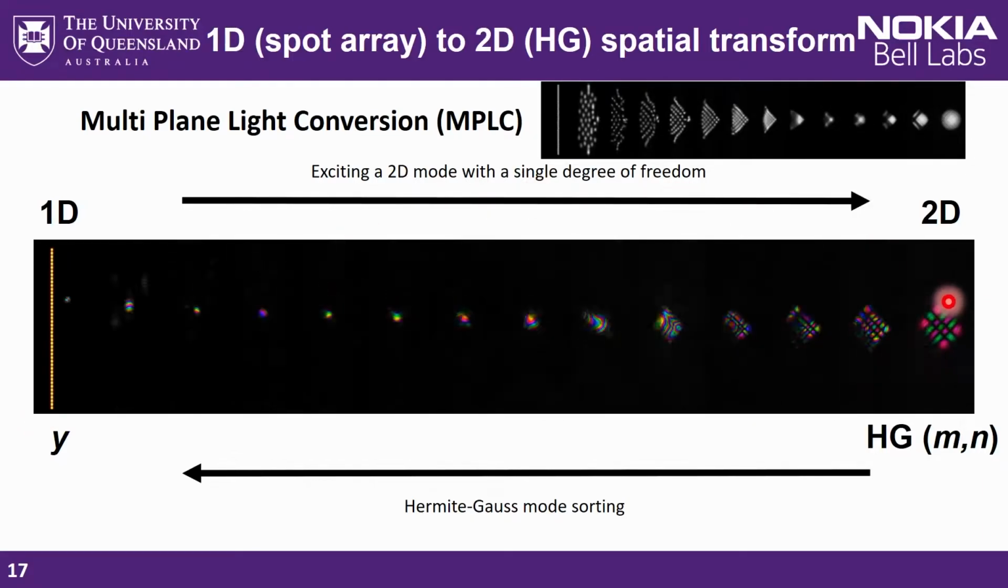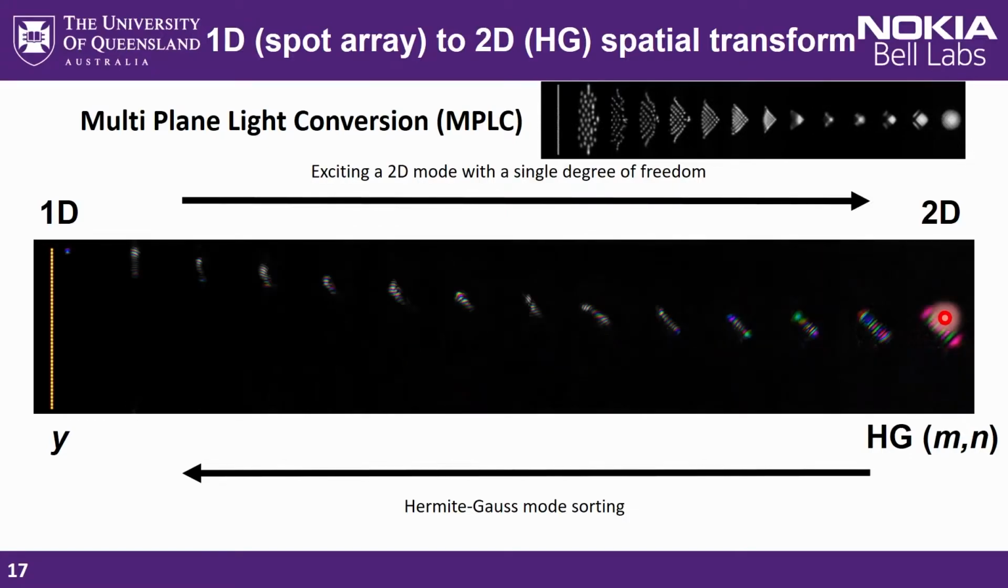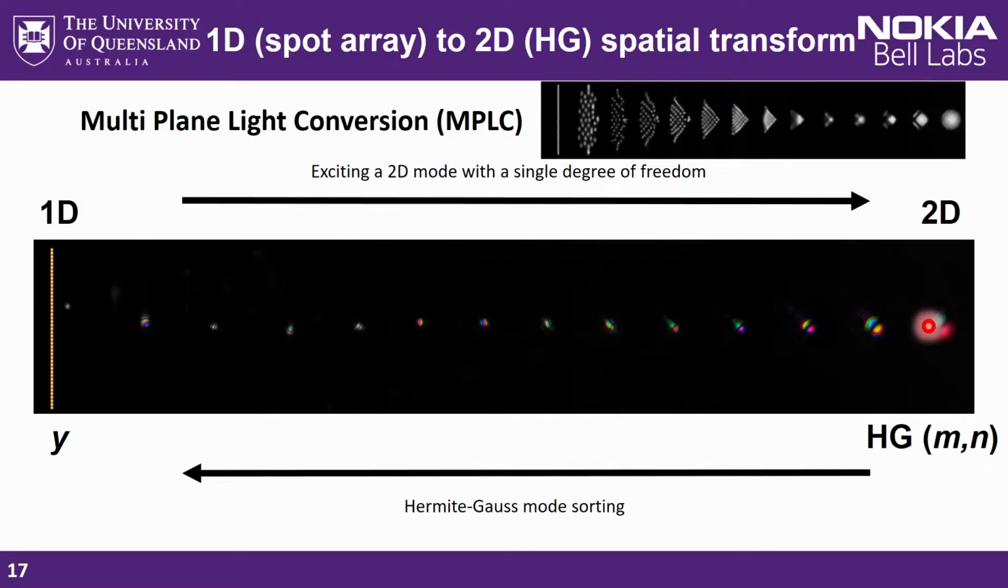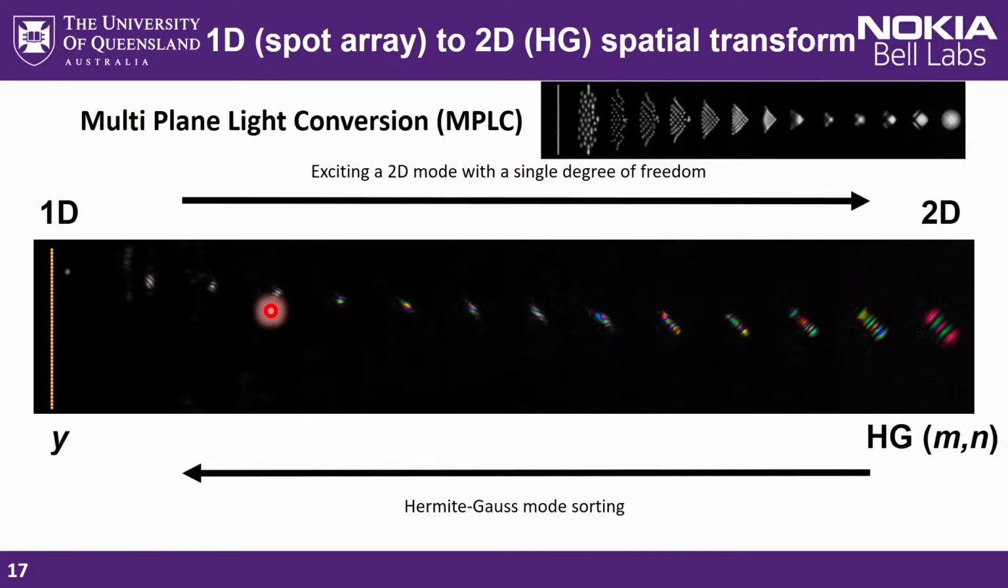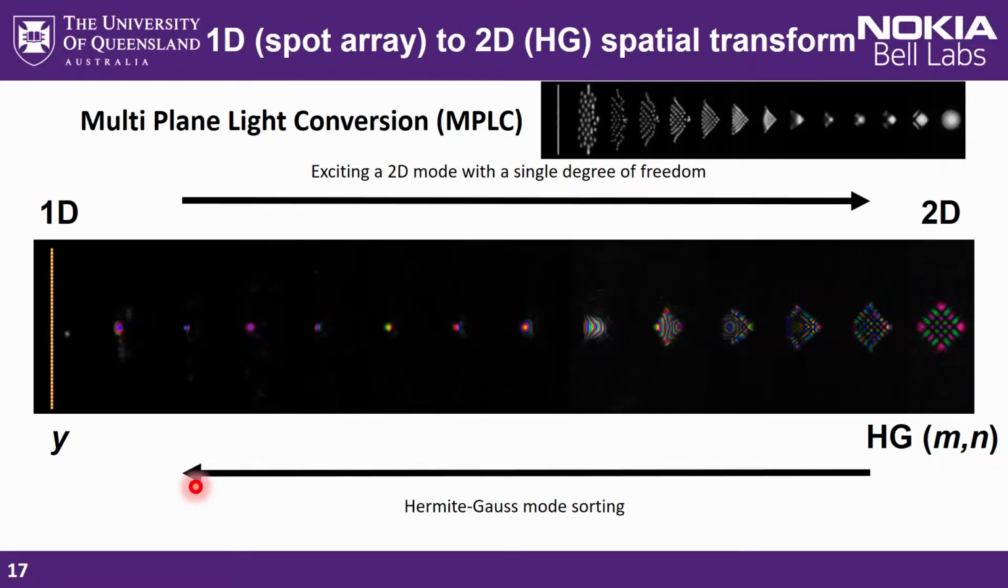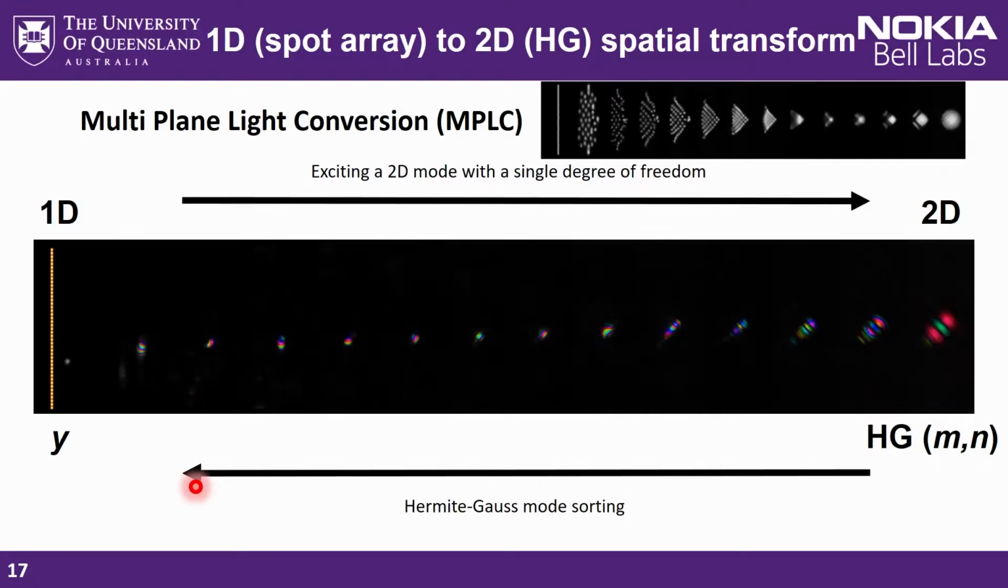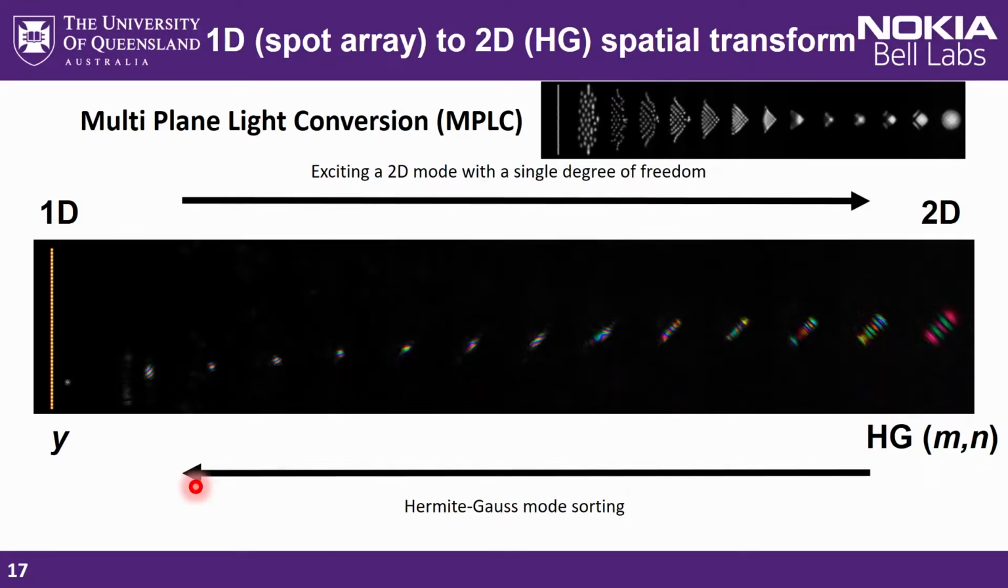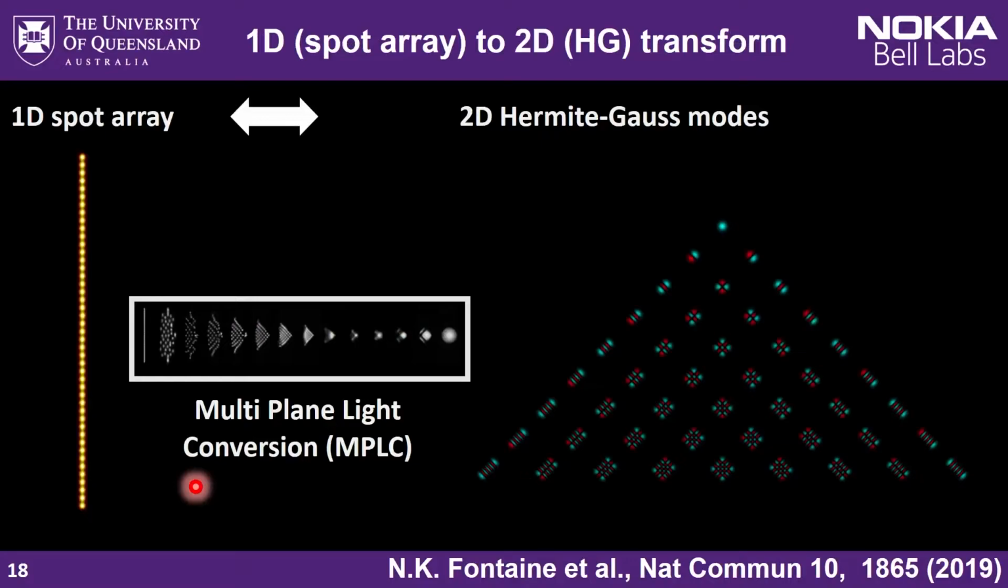Also, if you look at the same animation from right to left, you can see that each HG mode will back propagate to a unique spot position on the linear array. This property was also exploited by our research group for efficient mode sorting. So let's dig a bit more into this 1D to 2D transform here.